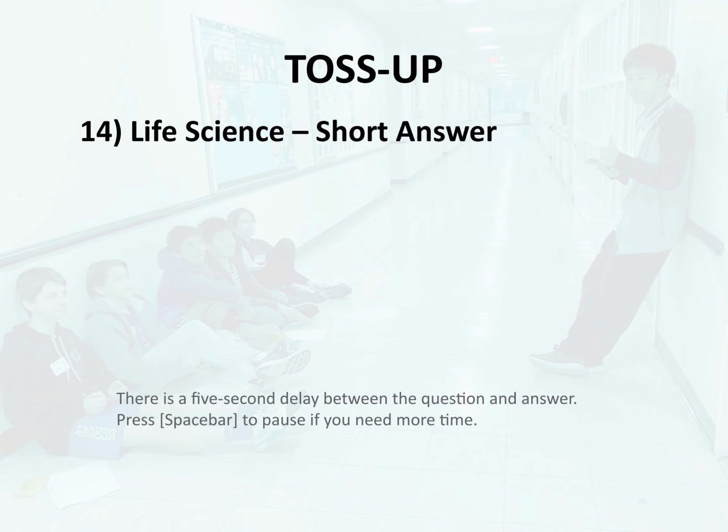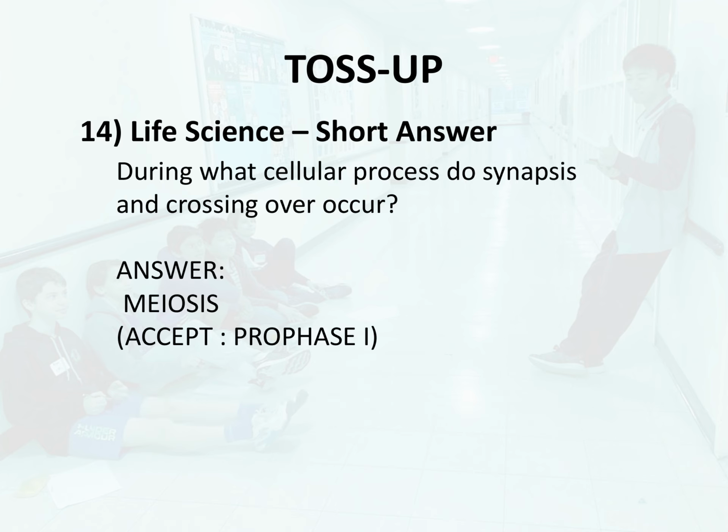Toss-up 14. Life science, short answer. During what cellular process do synapses and crossing over occur? Answer: Meiosis.